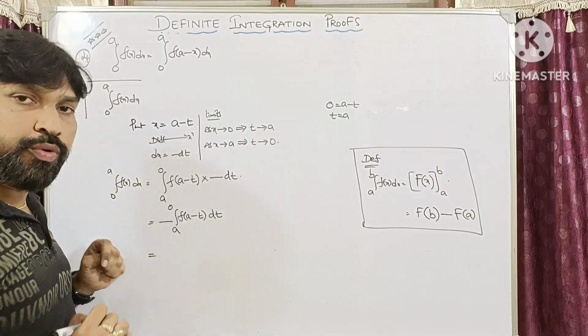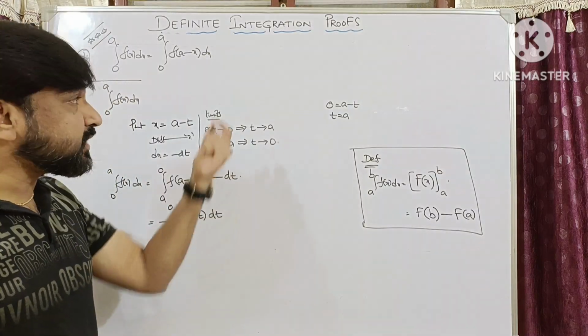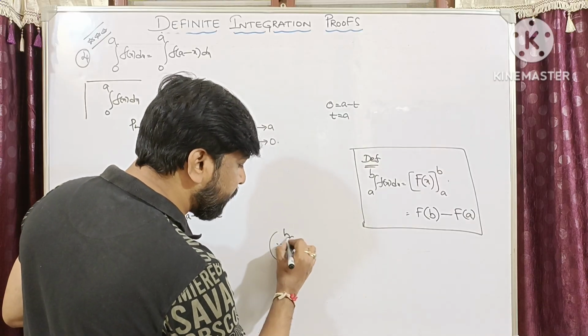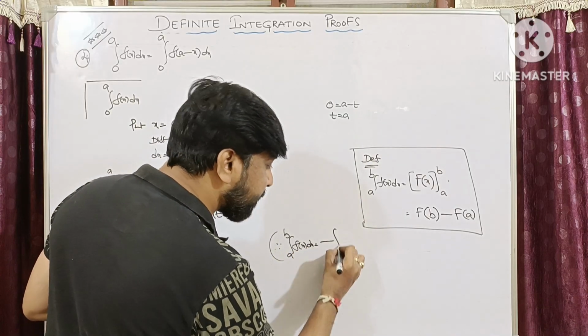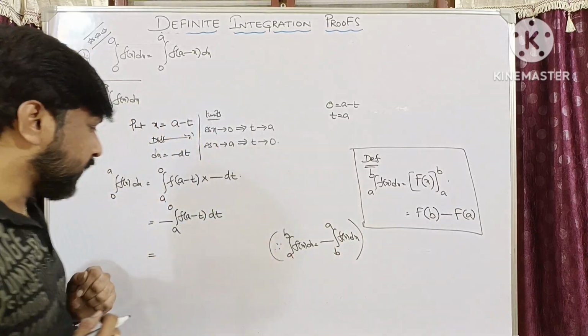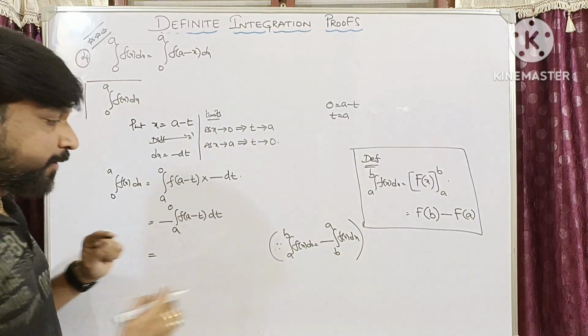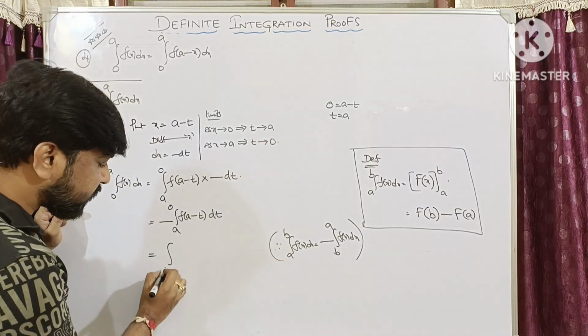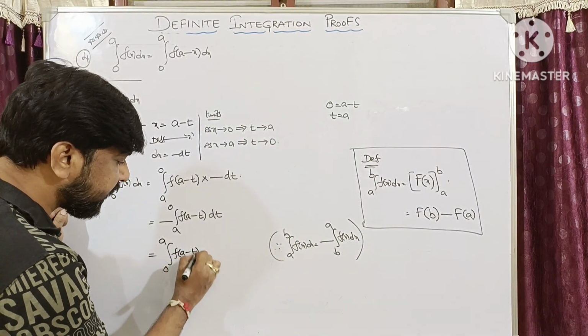Now we are going to use property number 2, which we just discussed. The property is: integral a to b f of x dx can be written as minus integral b to a f of x dx. Now I am going to use this property in reverse. Minus integral a to 0 f of a minus t dt. If I want to remove the minus sign, I just interchange the limits. So if you interchange the limits, friends, it becomes integral 0 to a f of a minus t dt.